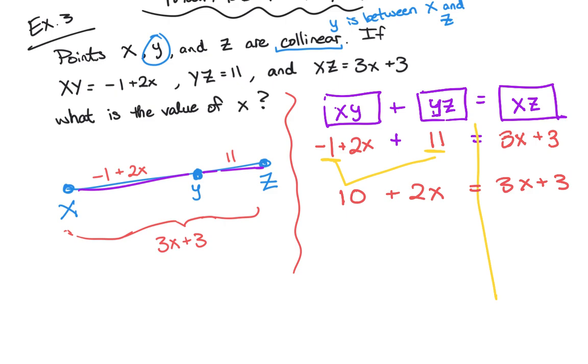Now I got x's on the left and x's on the right. I need them all on the same side. You could do a couple different things. The way I'm going to do it, I like positive numbers, so I'm going to subtract this 2x on both sides. Since that was a positive 2x, I have to subtract it over. Now I've got 10 on the left, and 3x minus 2x leaves me with 1x.